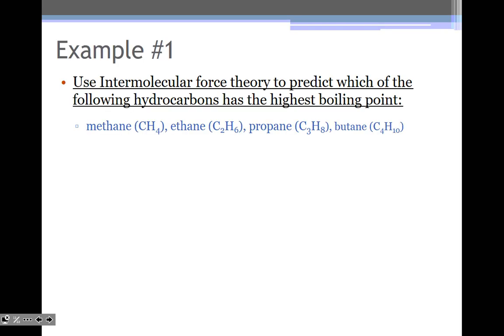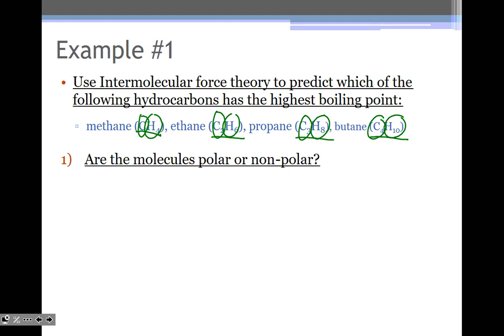Use intermolecular force theory to predict which of the following hydrocarbons has the highest boiling point. Well, let's compare methane, ethane, propane, and butane. Okay? Only one carbon, 2 carbons, 3 carbons, 4 carbons, 10 hydrogens on the last one, 8, 6, and 4. So what you're going to do is ask yourself, are the molecules polar or nonpolar? Okay, they're nonpolar. So if they're nonpolar, there's no dipole-dipole. That comes off the table.